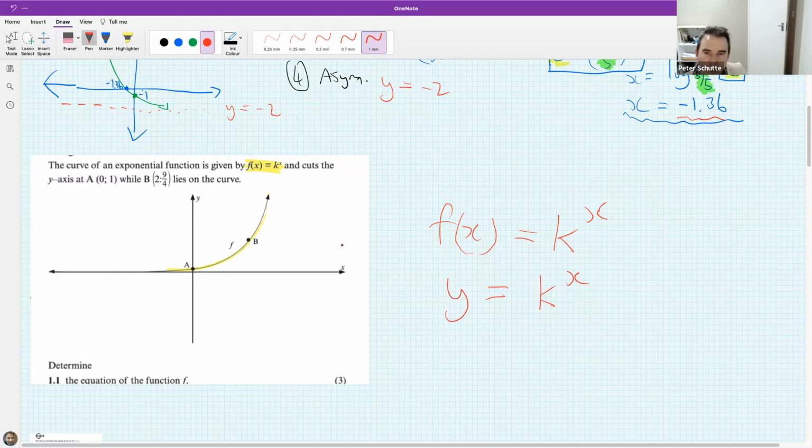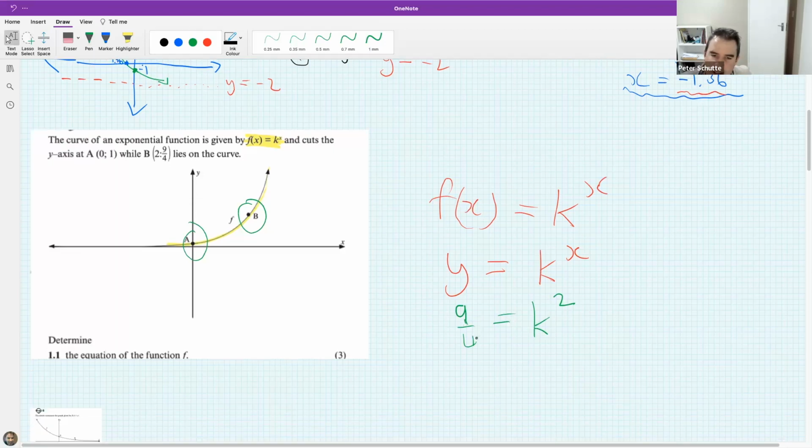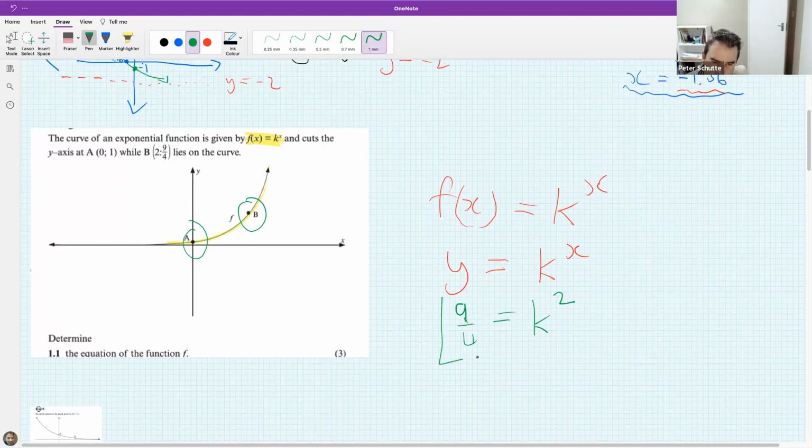Exactly. Now, Zandisile, I'm going to choose B, because if I chose A, the 0 value wouldn't be as helpful, whereas the B value has a value for x and y that helps me figure out k. So let's make sure the x is 2. I put a 2 here, and over on this side, I put a 9/4. So that's the substitution that Zandisile has recommended.